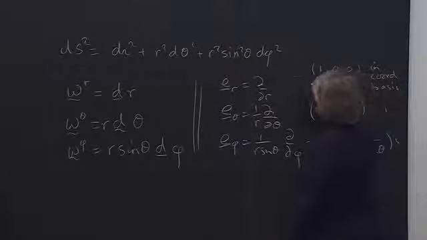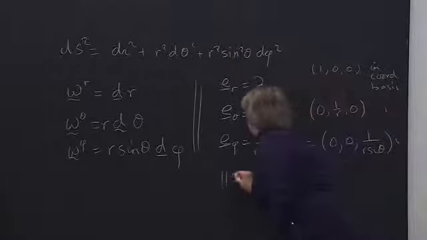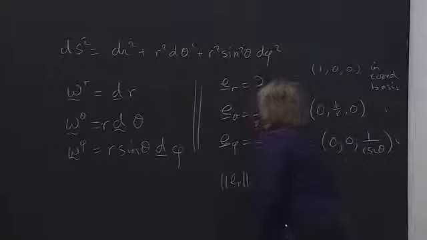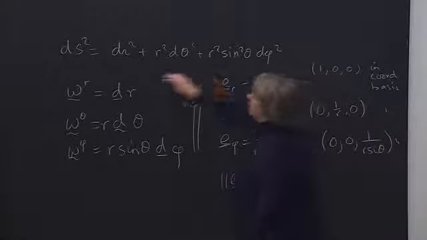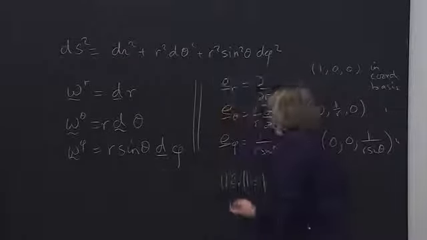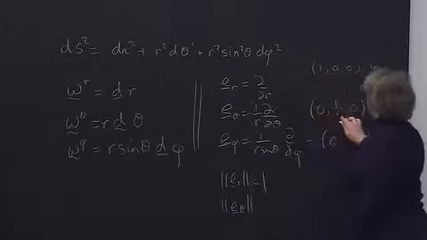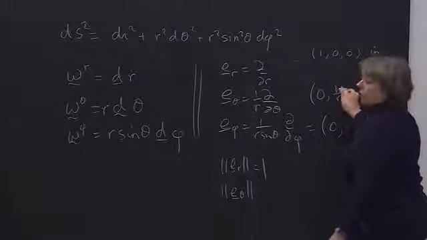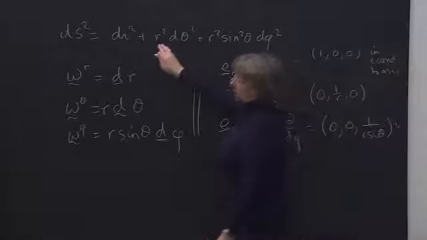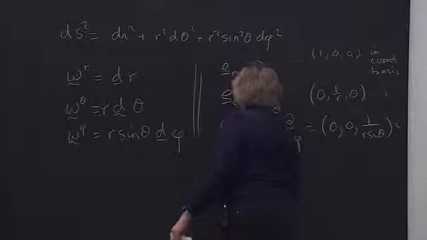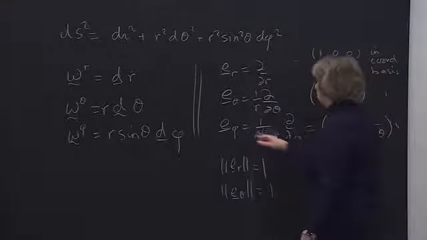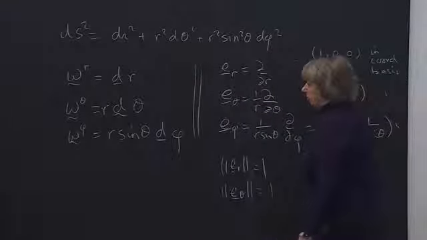So if I ask what's the norm of E r, I just get 1, because there's a 1 there and a 1 there. The norm of E theta: I've got 1 over r twice for each E theta, and I've got an r squared there, so that's also 1. And similarly, the norm of E phi is 1.